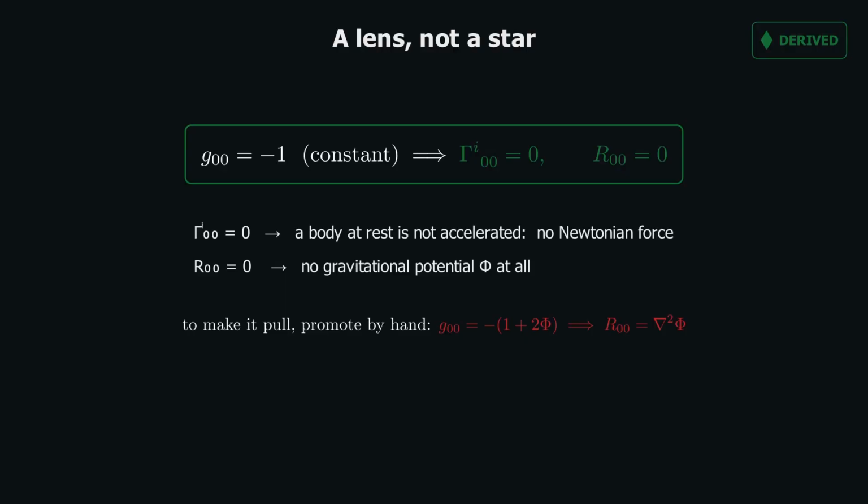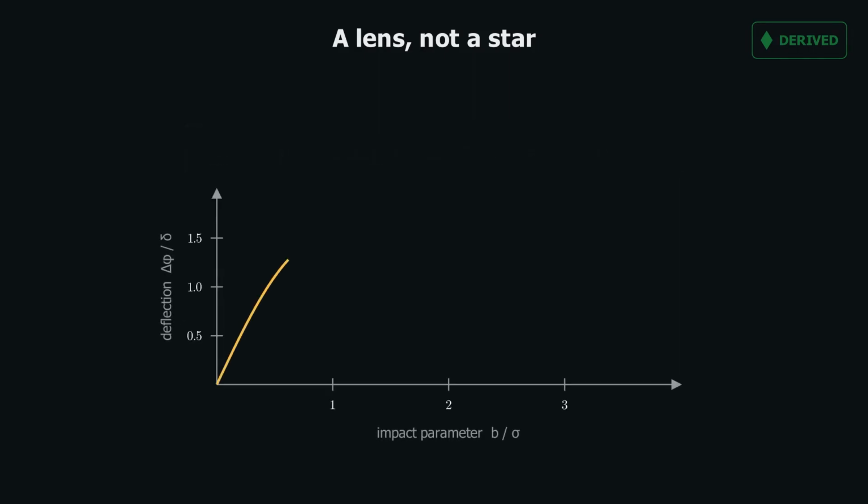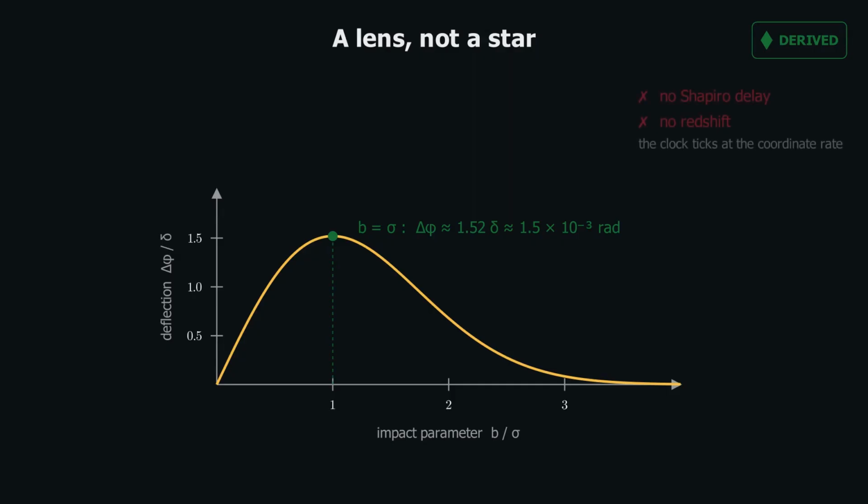The consequences are brutal and precise. Gamma I00 equals 0 means a body at rest is not accelerated, no Newtonian force. R00 equals 0 means, through the Newtonian limit, that there is no gravitational potential at all. Take the worked example, a Gaussian stiffness well 1 part in 1,000 deep. A ray at impact parameter equal to sigma deflects by about 1.5 milliradians, real lensing, bending into the soft region.